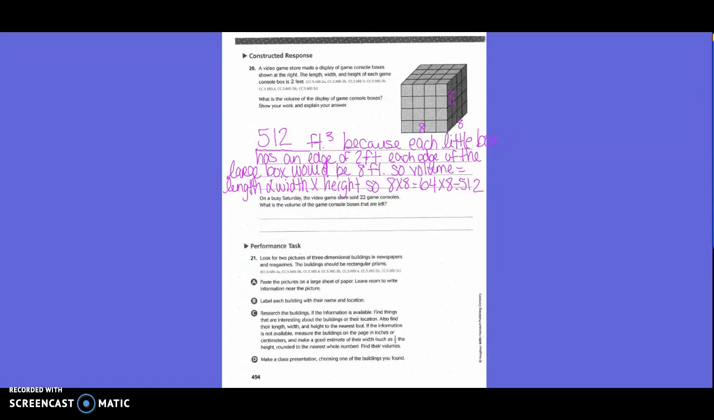So volume equals length times width times height. 8 times 8 equals 64, and 64 times 8 equals 512. On a busy Saturday, the video game store sold 22 game consoles. What is the volume of the game console boxes that are left? We said 336 feet cubed, because the volume of each little box is 2 times 2 times 2, which is 8. So 22 boxes would have a volume of 176 feet cubed. Then we took our 512 of the big box minus 176, and we got 336.